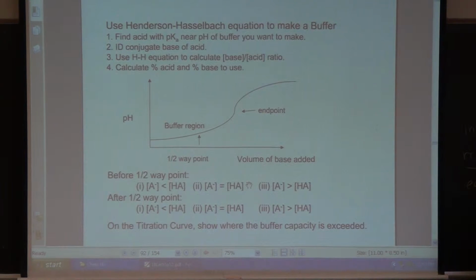Okay, so looking at the titration curve, here's the halfway point. Before the halfway point is in this region here. So is it going to be 1, 2, or 3? Or if you like watching The Price is Right, is it behind door number 1, behind door number 2, or behind door number 3?